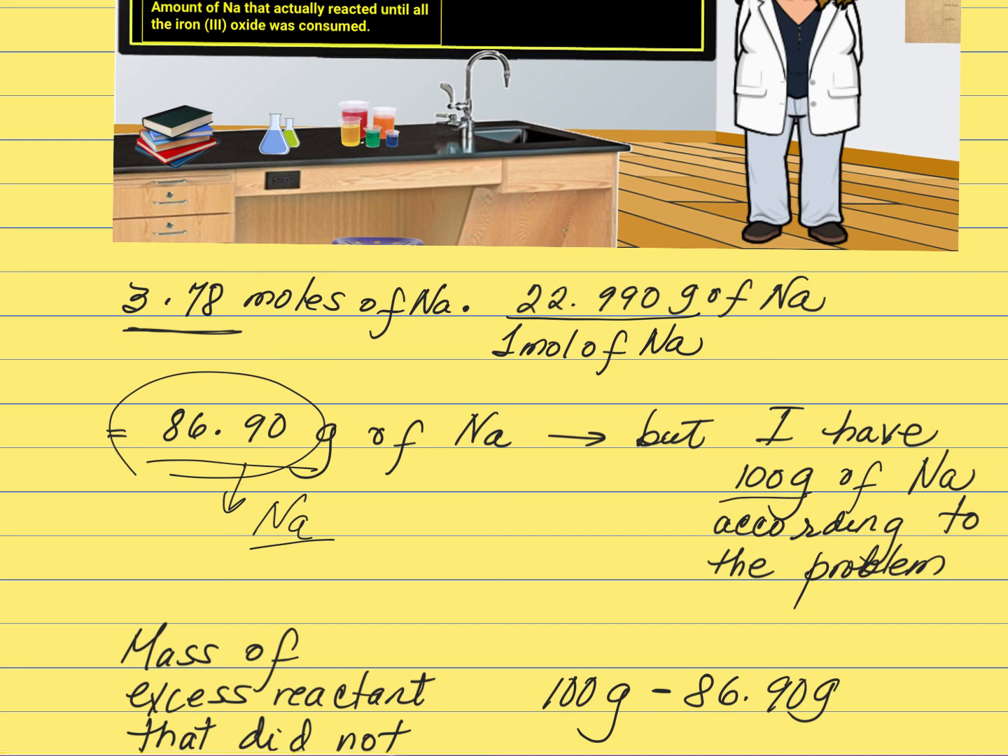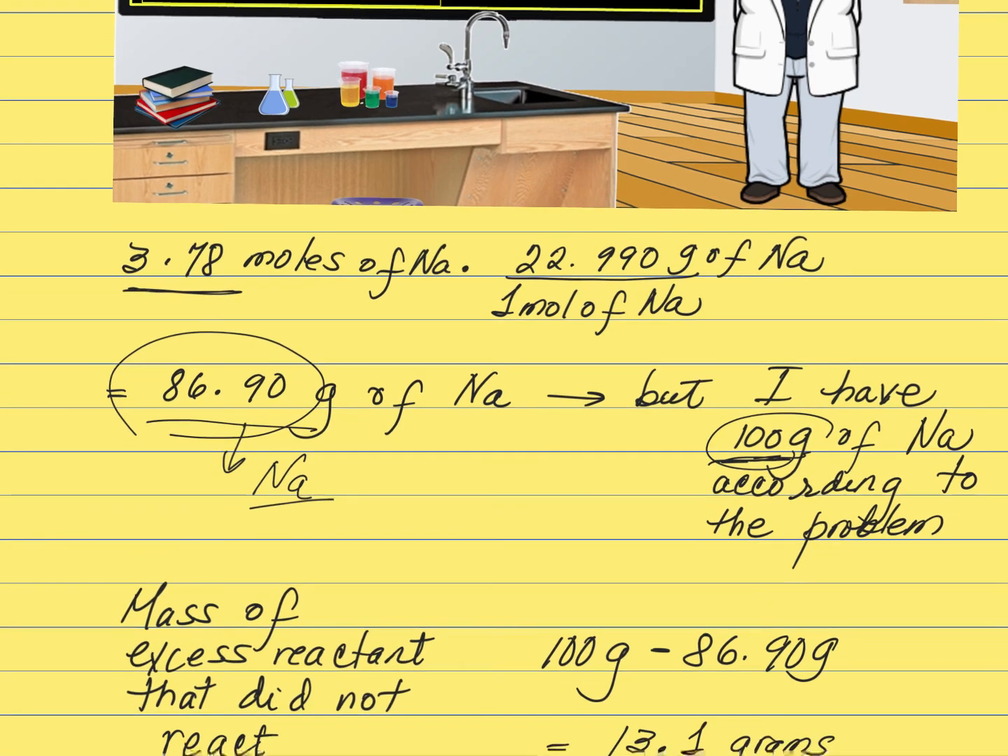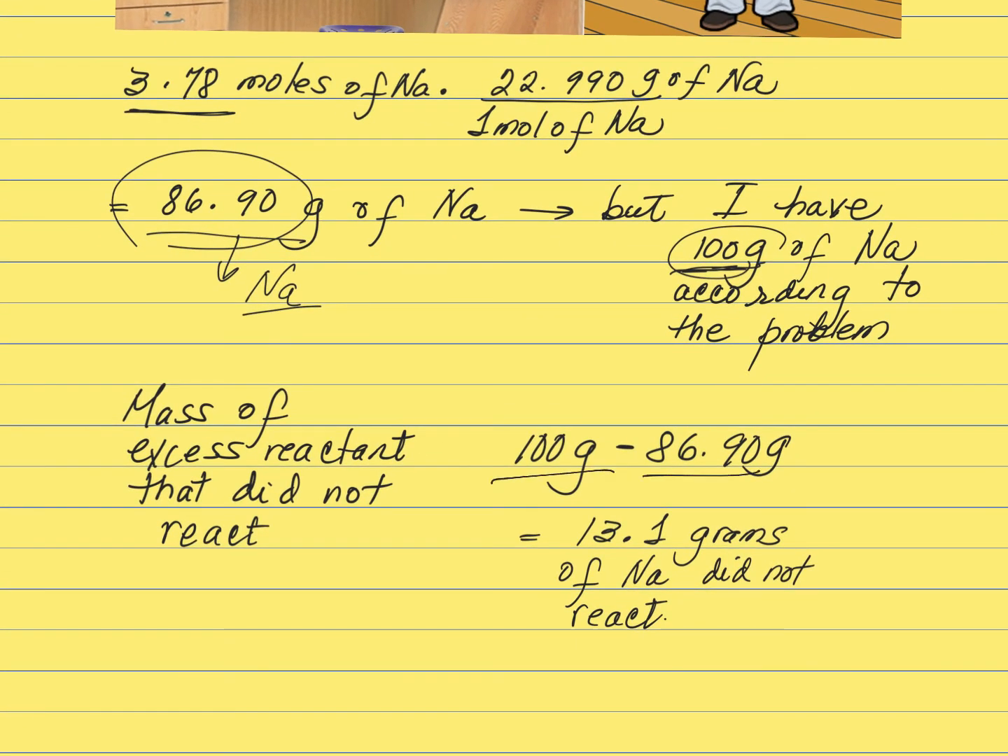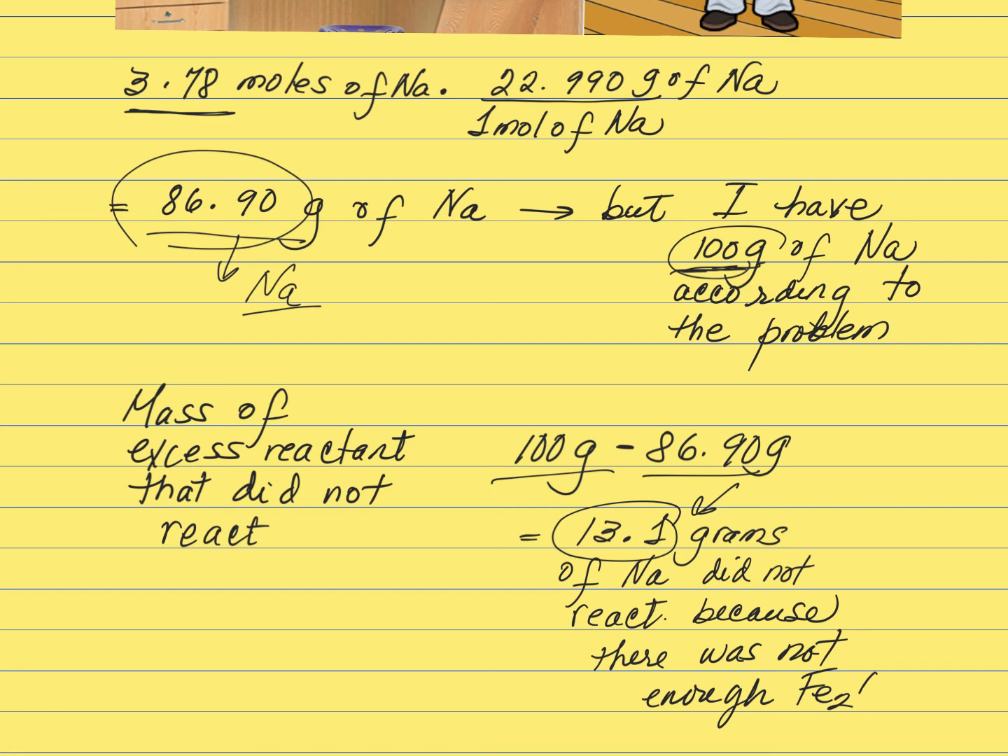Now, in my problem, 100 grams were given. They are looking for the difference, the mass in excess that didn't react, that just stays in there without completing the reaction. How are you going to find the difference? By subtracting. That's how you find that 13.1 grams of sodium didn't react because there was not enough iron trioxide.